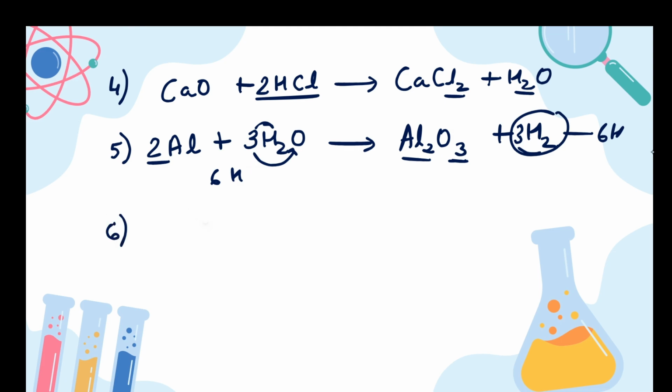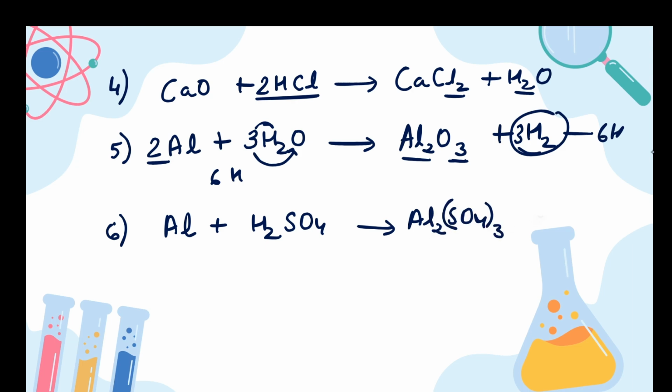Moving on to the sixth reaction. Again we have aluminium reacting with sulfuric acid forming Al2(SO4)3 plus H2. Now see this reaction very carefully. We have aluminium 2, so we will add 2 in front of aluminium to balance it. Now here sulfur is how much? 3. Outside the bracket it is written 3 and inside we have just 1 atom. So 1 into 3, 3 sulfur atoms. So we write 3 in front of sulfuric acid to balance our sulfur.